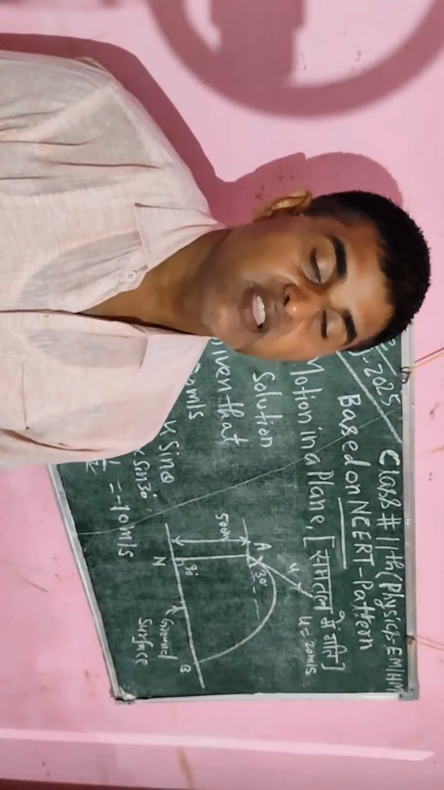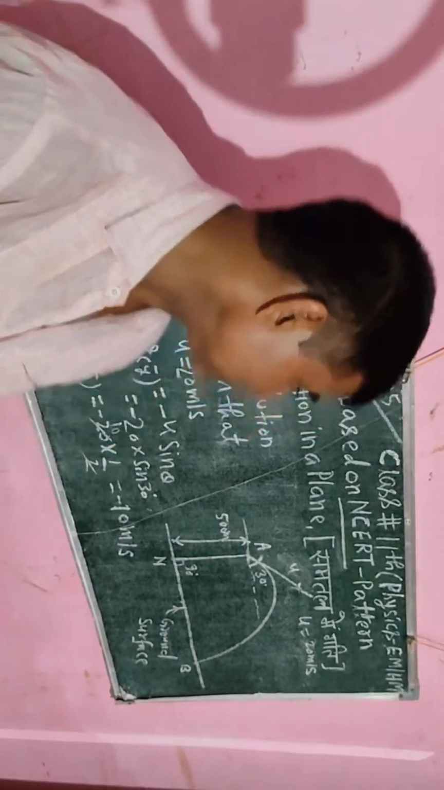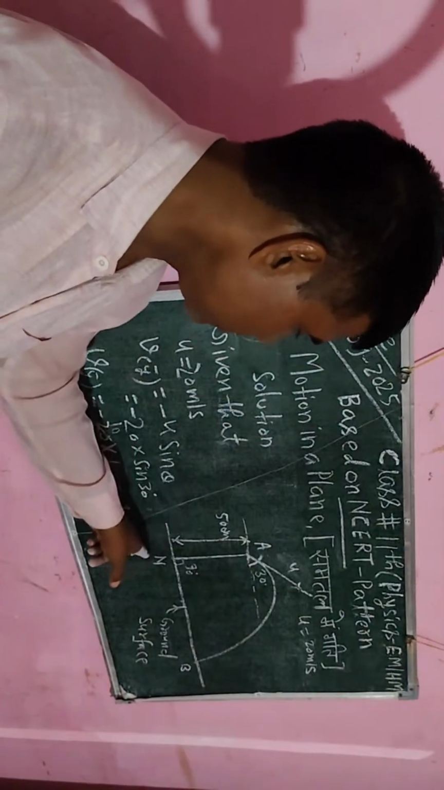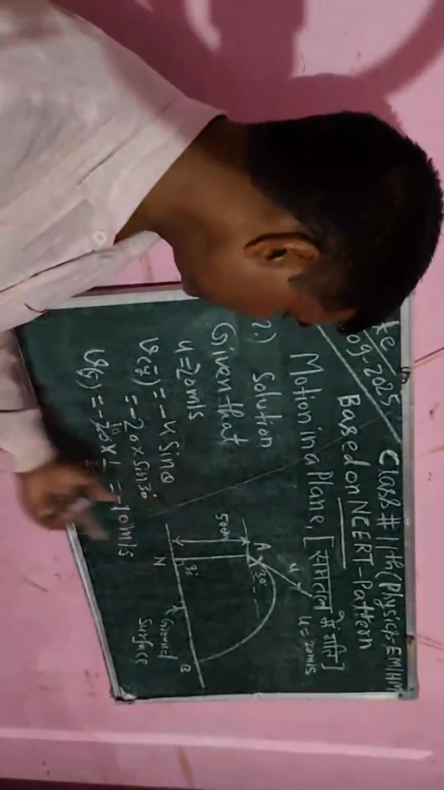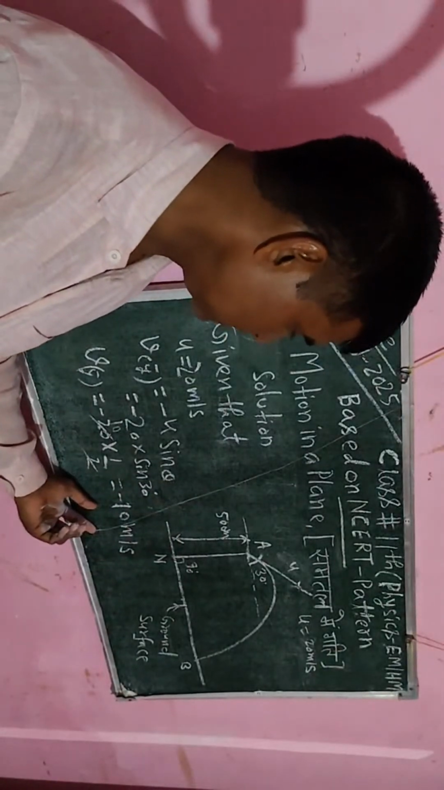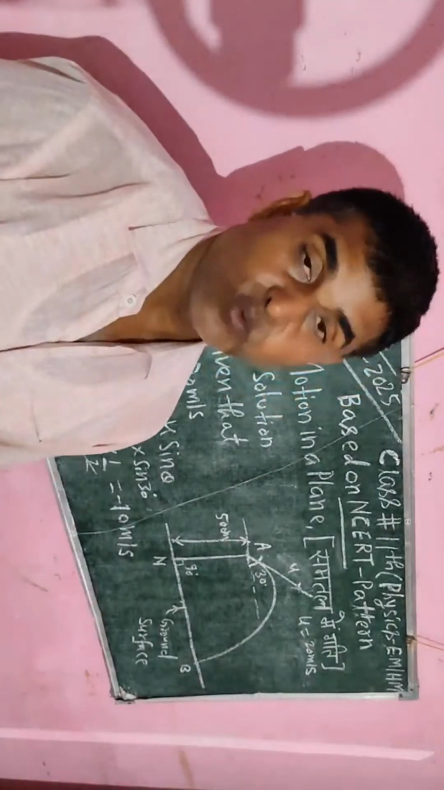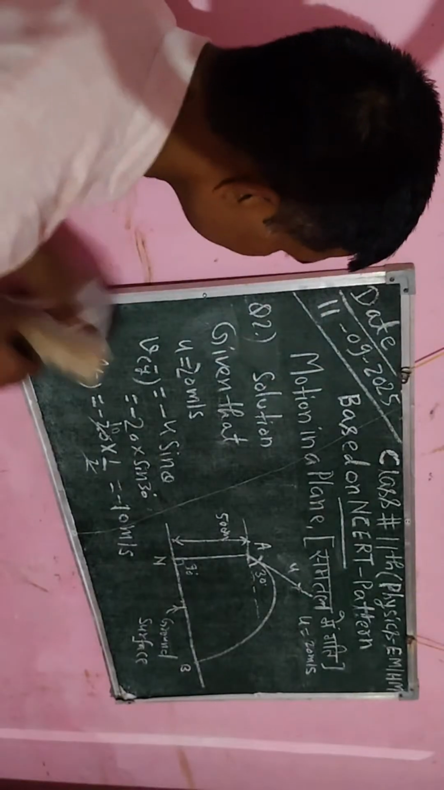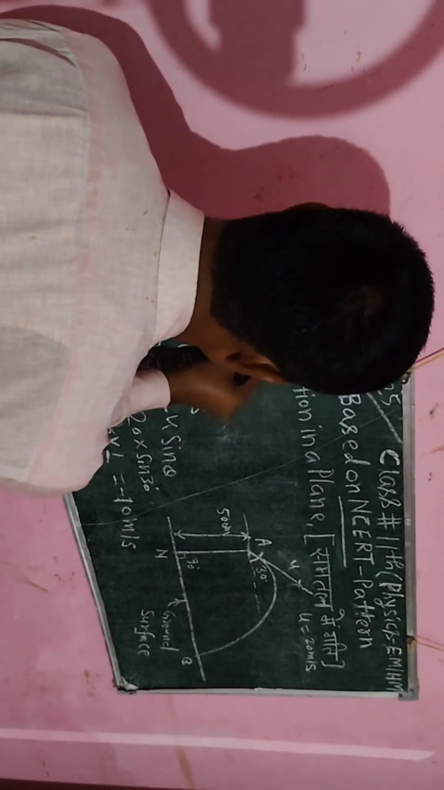I know that s is equal to ut plus half at square. In the place of s I will write 500 meter, that is the distance from point A to B, and in the place of u I will put this value. Now in the place of a I have 10 meter per second squared. Okay, so further I will write the table information according to the second equation of motion.